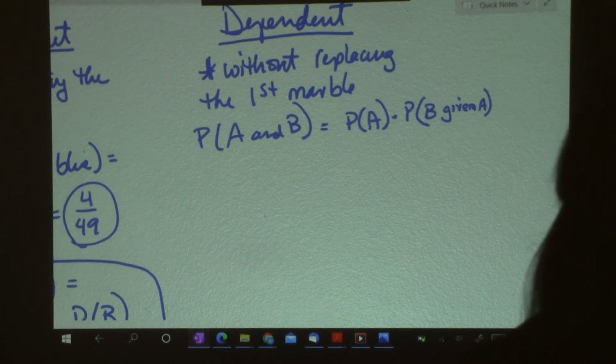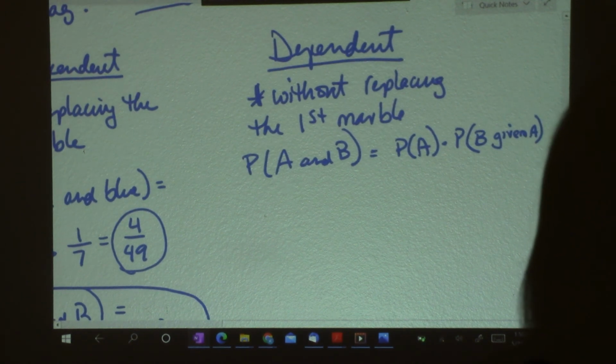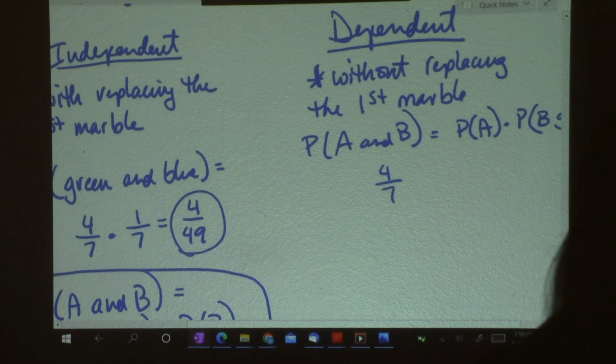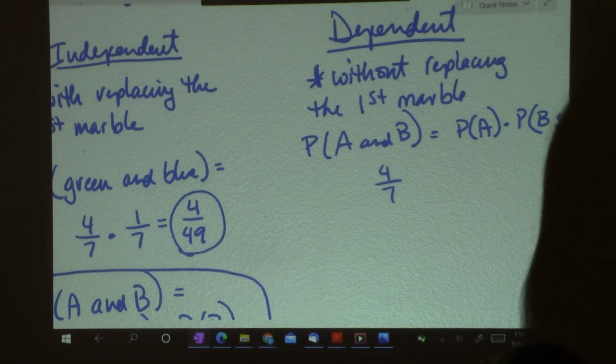Okay? So the first event is taking a blue one. So that's the same, 4 out of 7. Do you see how they're the same here? I started just the same. Got 4 green, total of 7 marbles. So the chance of picking a green one is 4 out of 7.